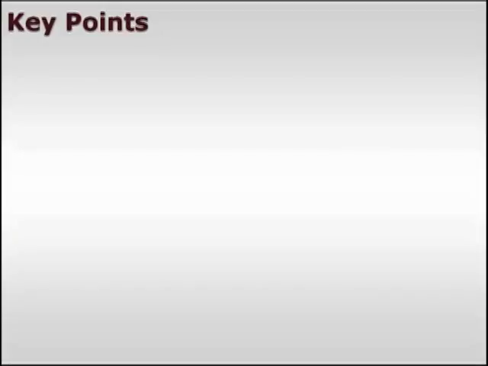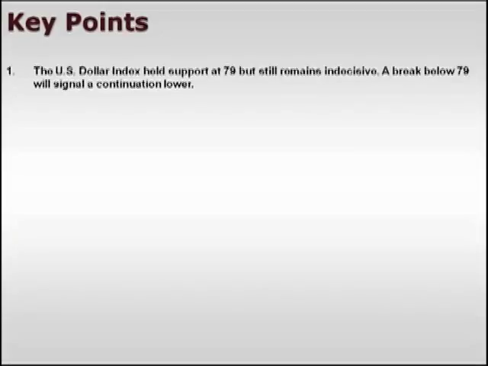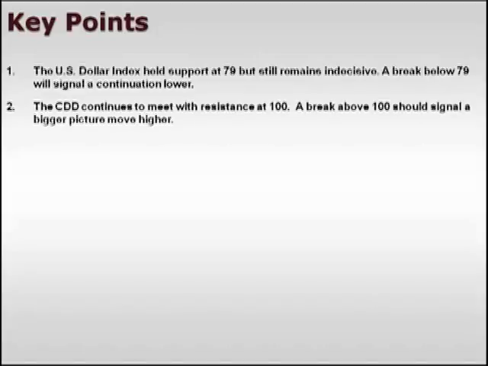Let's take a look at a few of our key points. First of all, the US dollar index held support at 79 but still remains indecisive. A break below 79 will signal continuation lower. The CDD continues to meet with resistance at 100. A break above 100 should signal a bigger picture move higher.